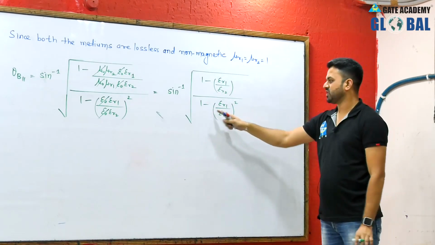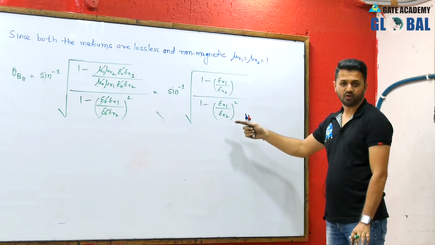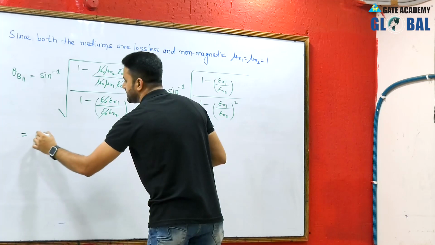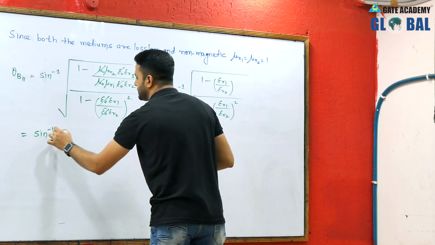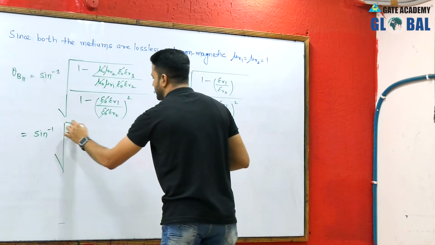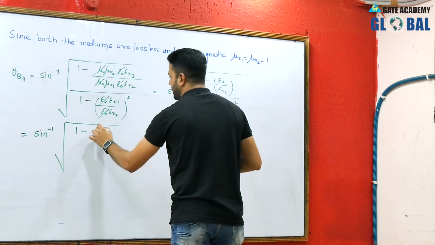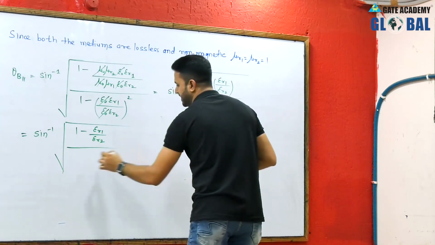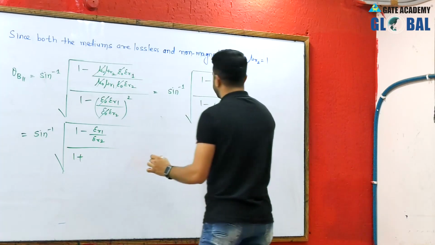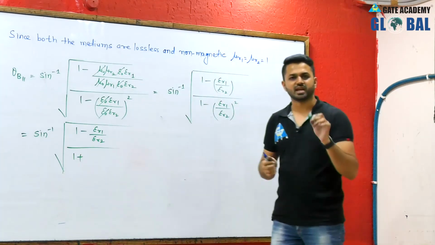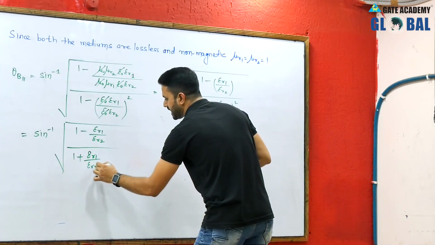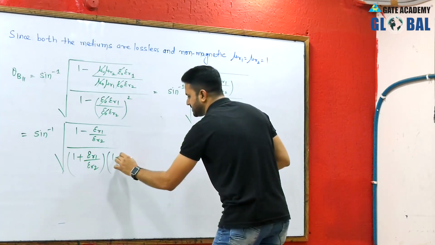So this is a square minus b square. If I apply the formula a square minus b square, that is a minus b and a plus b, then we get sin inverse of root over 1 minus epsilon r1 divided by epsilon r2, and the whole divided by a plus b and a minus b.